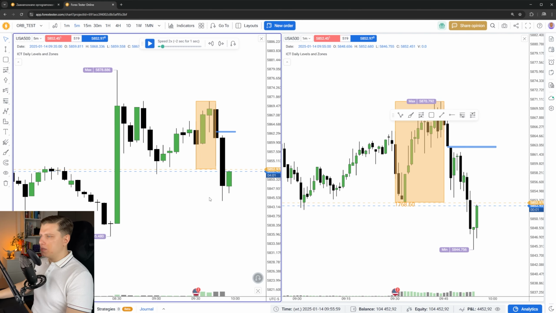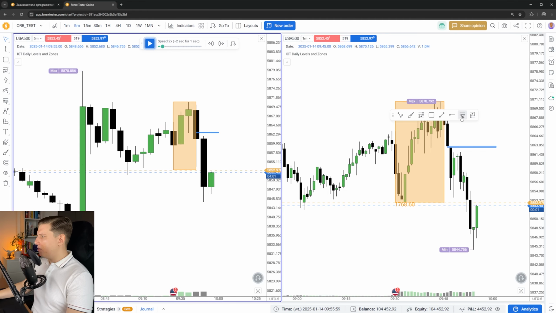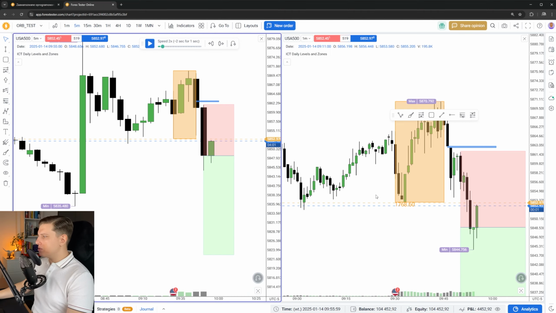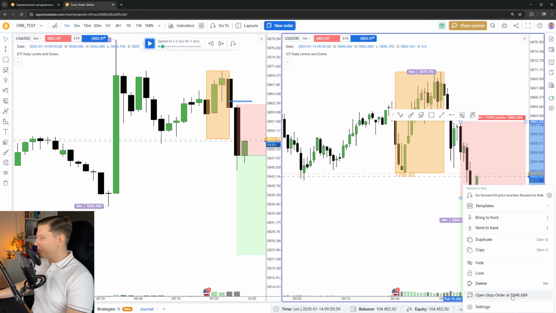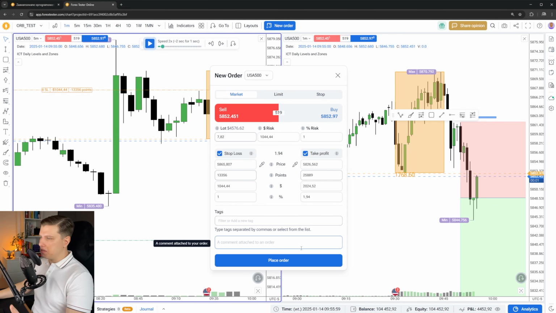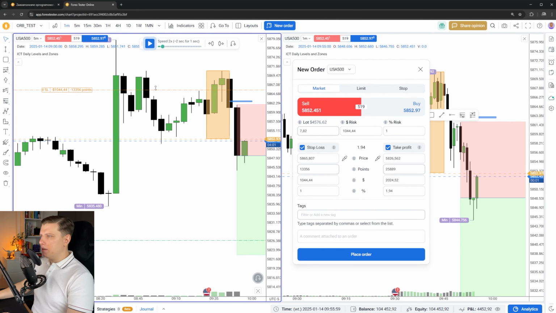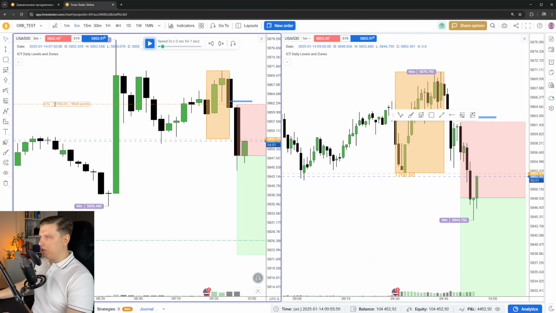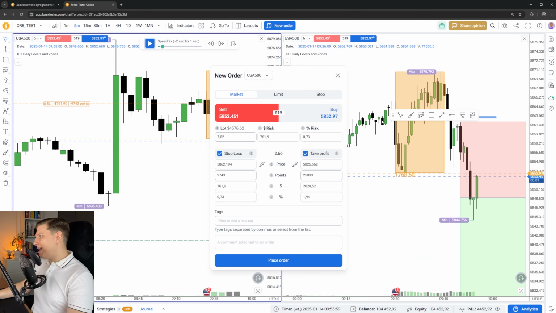Of course, this is a great example of a short right here. But what I'm worried about is this volume imbalance, that price will go straight to this volume imbalance right here. But rules are rules, so that's exactly what we're gonna do. I'm gonna make a market order. This is worth, of course, 1% easily. In terms of the stop loss, I want my stop loss right here on the top of this candle. I should include this volume imbalance, to be honest.